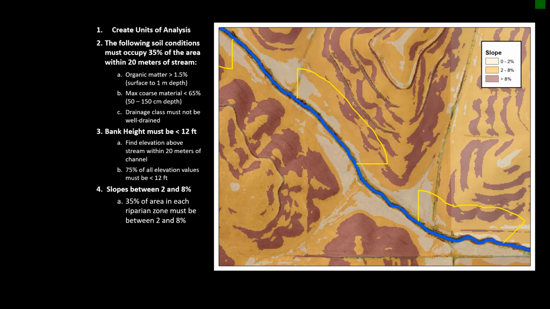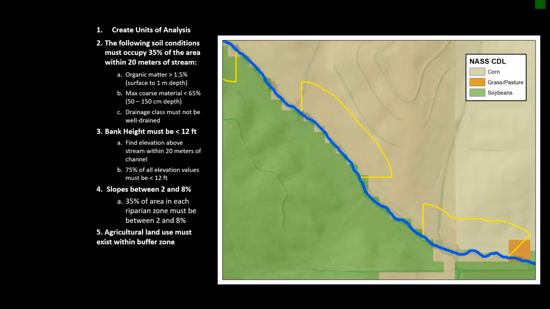The next criteria is slopes. 35% of the area in each 90-meter riparian zone must be between 2 and 8%. And finally, agricultural land must exist within the buffer zone.